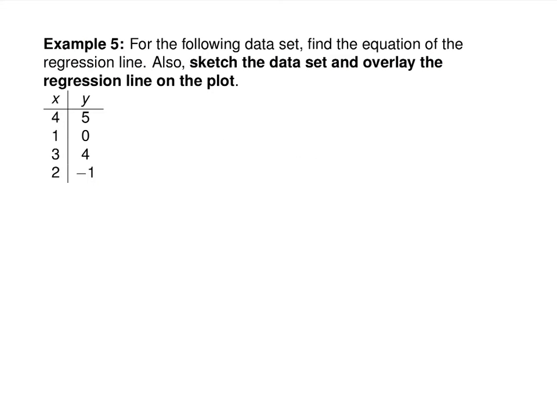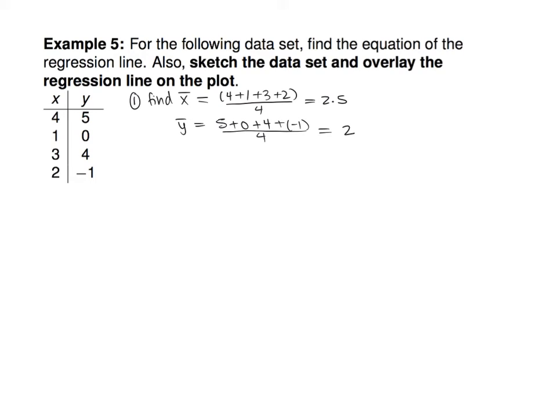So for the following data set, we're going to find the equation of the regression line by hand, and then we're going to sketch the data set and overlay the regression line on the plot. So first thing you should do is find x bar and y bar. So the average of the x's will be 4 plus 1 plus 3 plus 2 divided by 4, which works out to be 2.5. And y bar is 5 plus 0 plus 4 plus negative 1 over 4, which works out to be 2.